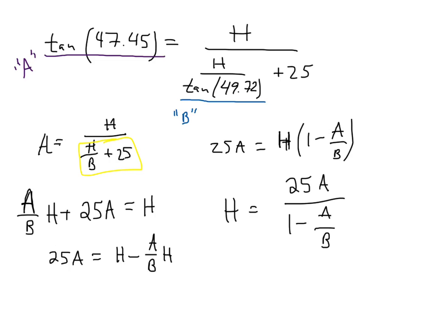And when you make the appropriate substitutions for the tangent values, so remember A is tangent of 47.45 and B is tangent of 49.72, we can get that h is roughly 800 feet. Oh, I'm sorry, not 800 feet, 340 feet.